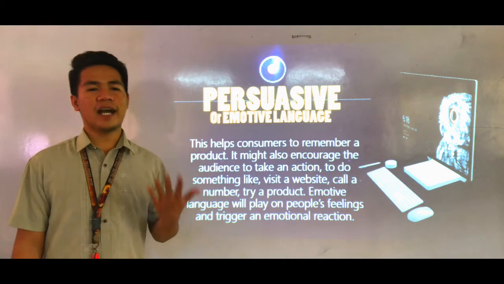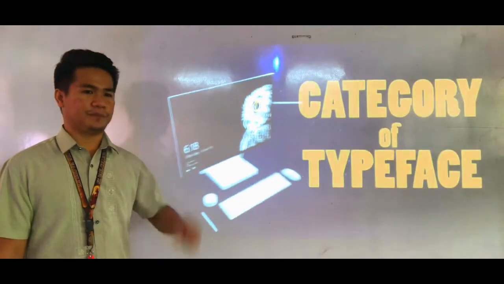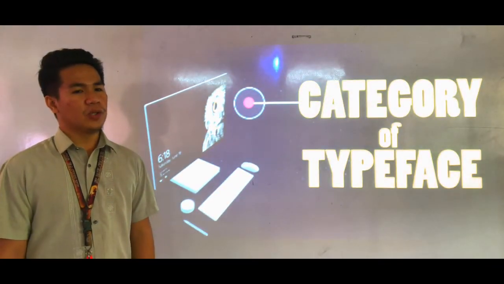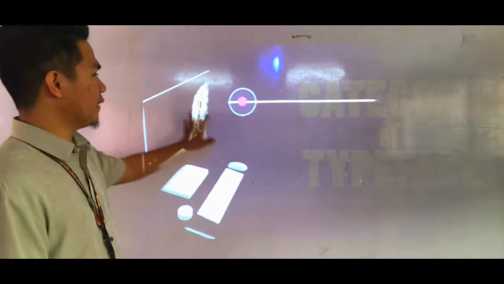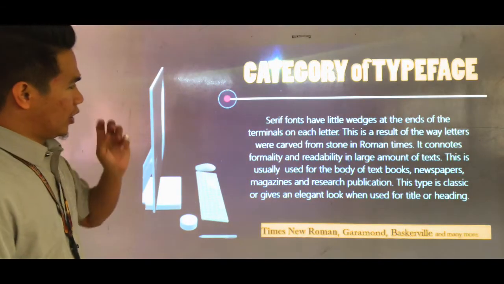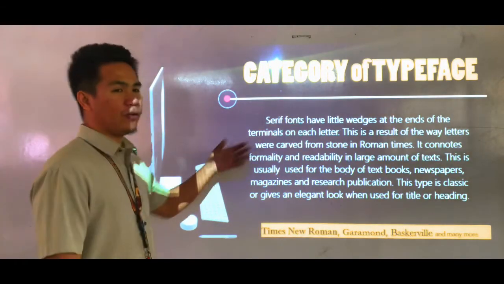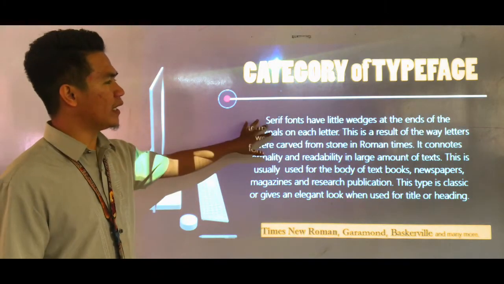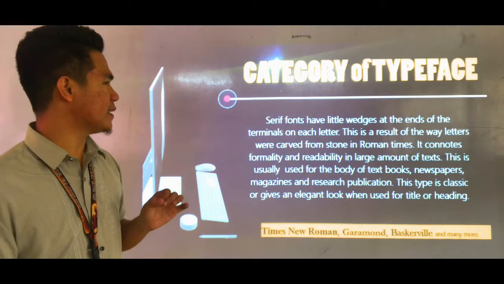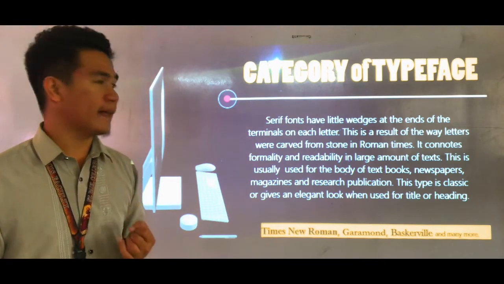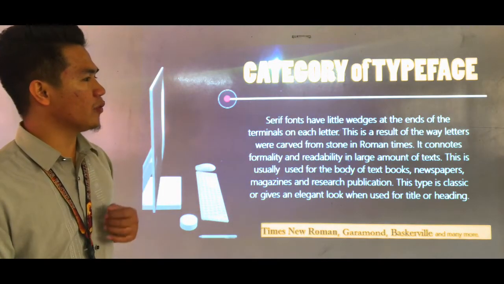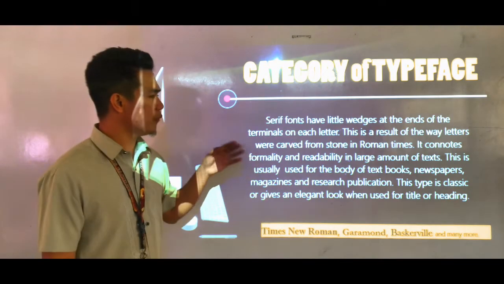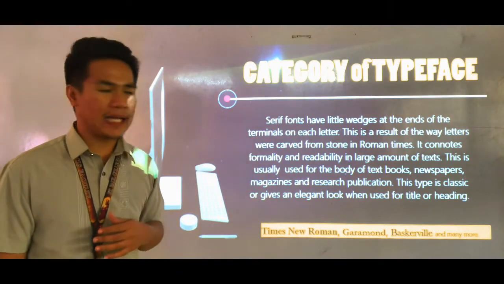There are categories of typeface. So, the category of typeface, number one, we have the serif fonts. Do you know what the serif fonts are? Serif fonts have little wedges at the ends of the terminal on each letter. This is a result of the way letters were carved from stone in Roman times.